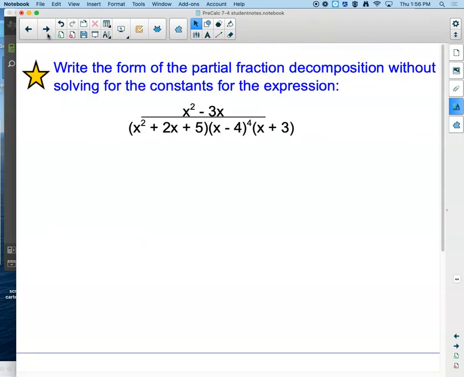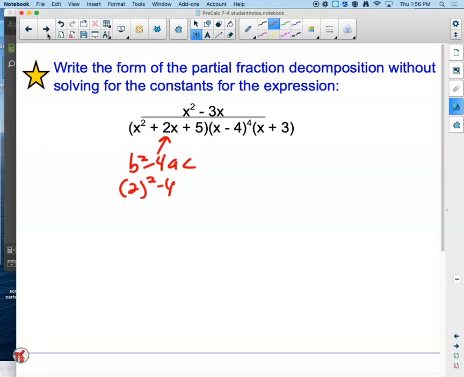Last one. The last one is, let's just write that partial fraction decomposition. We're not going to solve, but let's write it for this one, because this one is messy. So first things first, is that factorable? So let's do a little b squared minus 4ac. And hopefully about this point you say, oh, that's going to be negative. Yeah, I don't even need to know what it is. That's not factorable. So that's an irreducible quadratic. Now these others, these are linear factors.